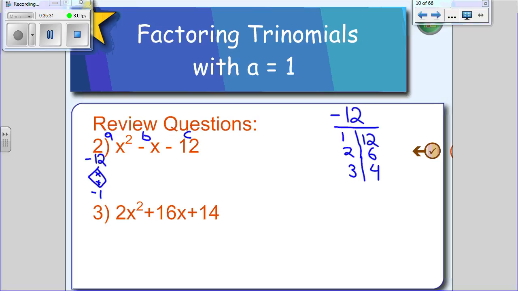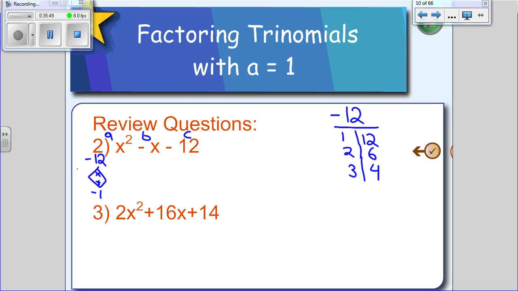Now I just have to figure out which one of them has to be minus. Easy, right? It's going to be 3 and negative 4. That's the only way I'd add to be negative 1. Perfect. I've set up my diamond.